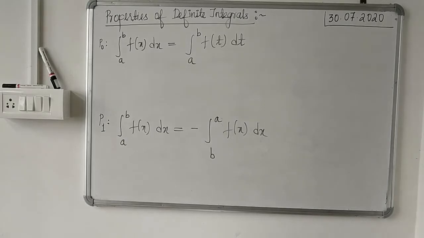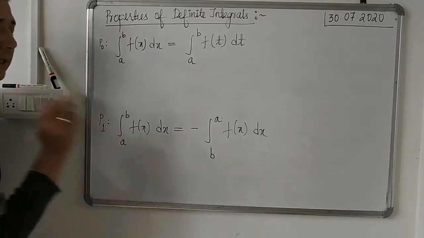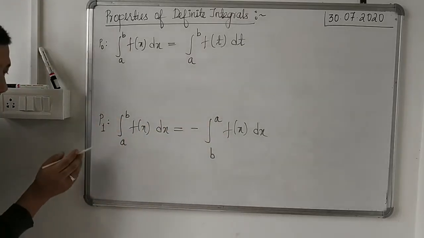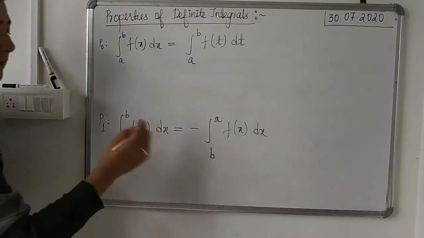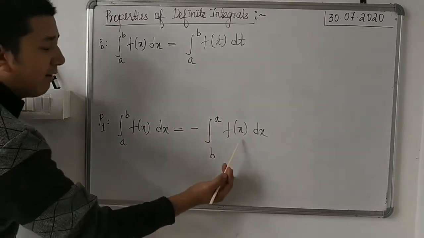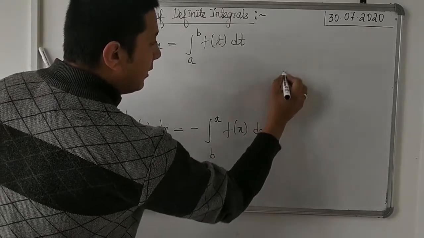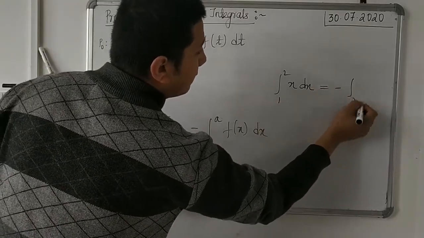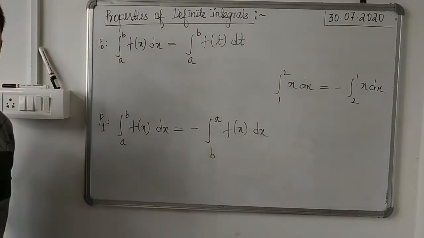Likewise, we have another property, that is P1. Now what does P1 say? a to b f(x) dx will be equal to minus b to a f(x) dx. So whenever I interchange the limits, when the upper limit becomes the lower limit and the lower limit becomes the upper limit, then the value of the integral changes with a minus sign. You can see clearly out here, f(x) on both the sides. For example, you can take 1 to 2 x dx. The value for this integral will be just the negative of 2 to 1 x dx. You can verify yourself also. So this is your property number 1.